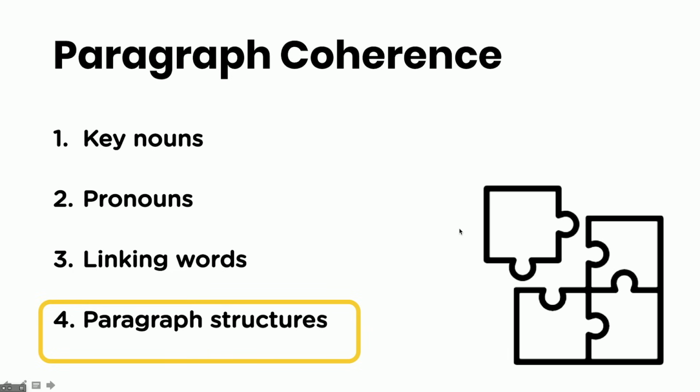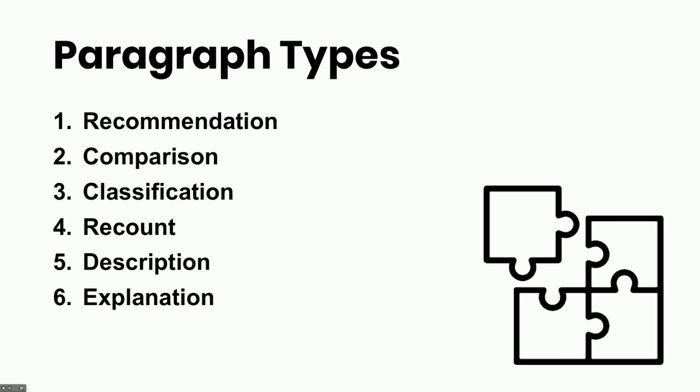Cool. And just to recap paragraph structures. What we just talked about was the repetition of key nouns or synonyms in a paragraph to create flow, the use of pronouns to create flow, the use of linking words to help the flow. And then what we talked about at the start were paragraph structures. Let's just recap those. We looked at recommendation paragraphs, comparison paragraphs, classification paragraphs, recount paragraphs, description and explanation paragraphs.